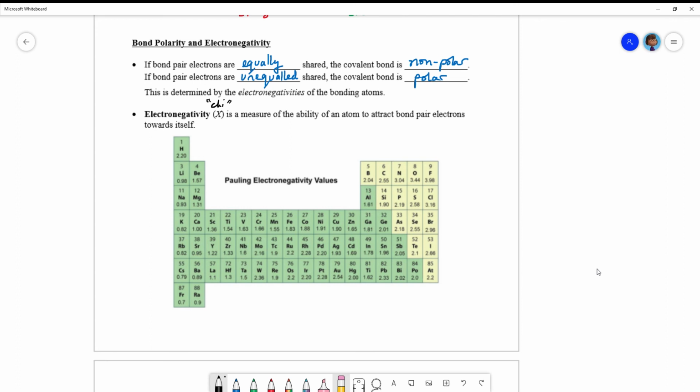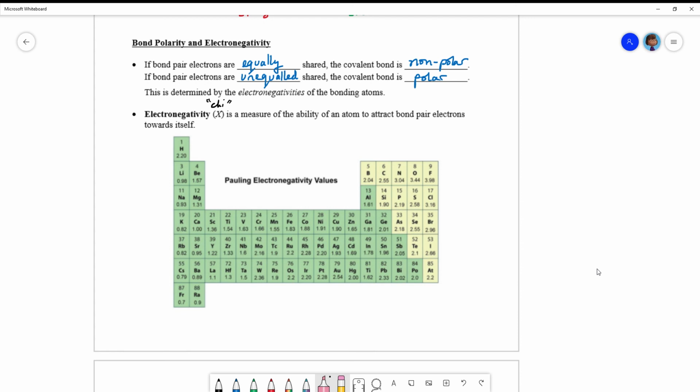And what I have here is a partial periodic table that shows electronegativity values for various elements. The elements that we're interested in the most, of course, are the nonmetals. The nonmetals are over here in light yellow as opposed to green, and of course hydrogen on the other side of the periodic table is also a nonmetal.